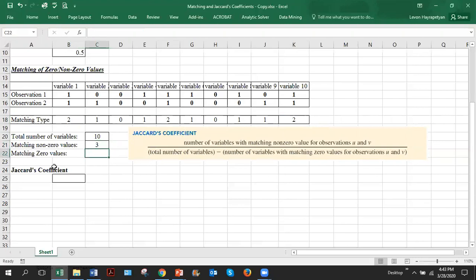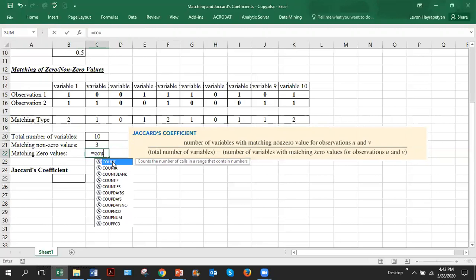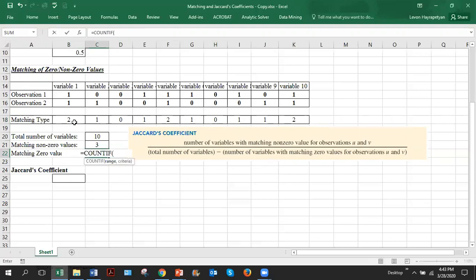With the same logic, we will calculate matching zero values. In this case, we will count how many zeros we have. It will again be COUNTIF, and the range is this, comma, equals 0.